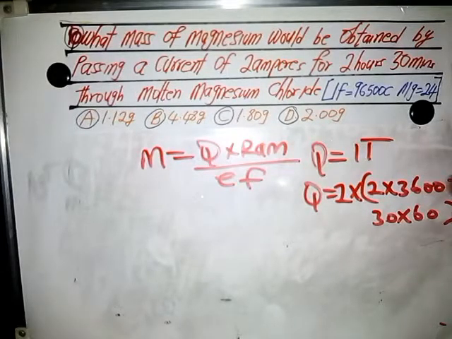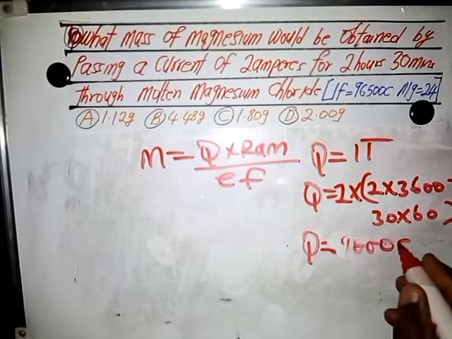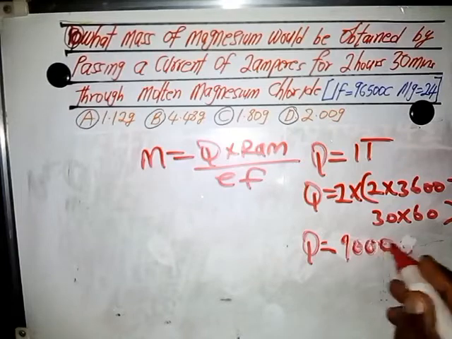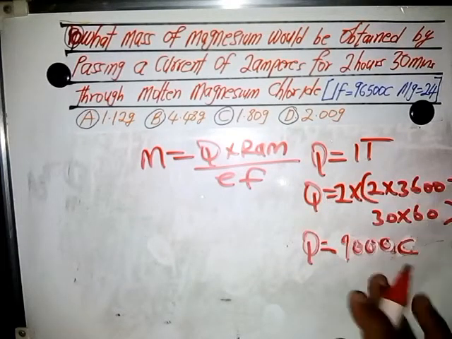You add them together. That's what you do. When you do everything here, you should get 9,000 coulomb.